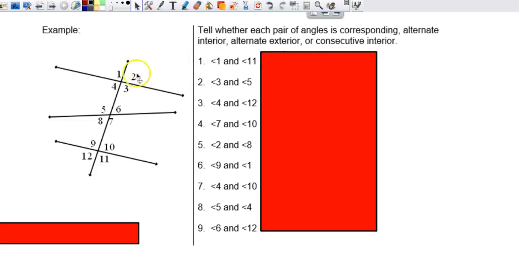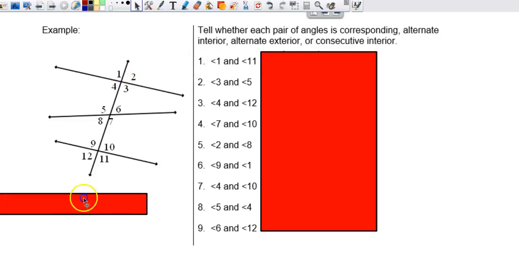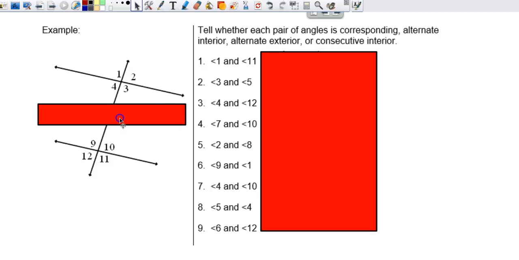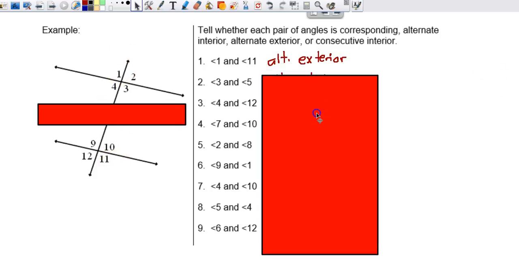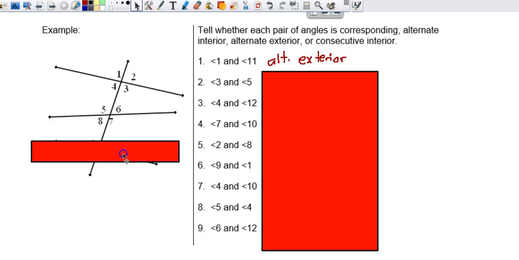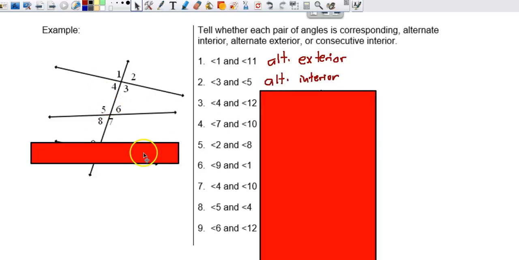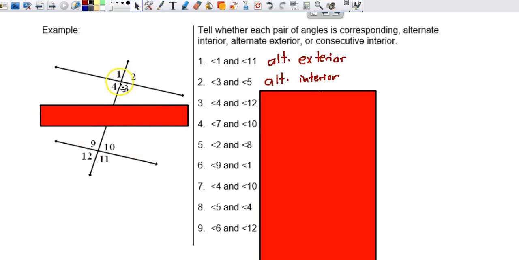1 and 11, these two angles, if it helps, you can kind of cover the middle up. But angle 1 and 11 are, I would call, alternate exterior. All right, 3 and 5, these two are alternate interior. They're between these two lines. About 4 and 12. 4 and 12, they're in the same position. So we call those corresponding.